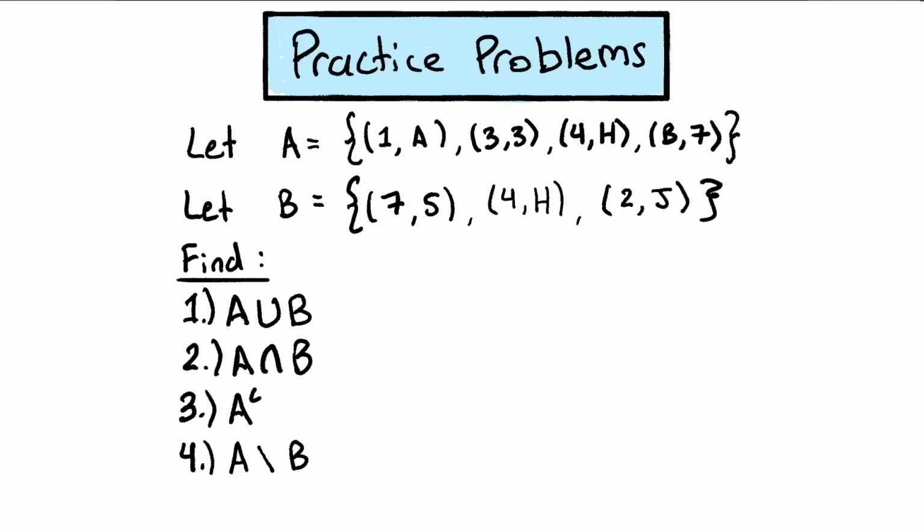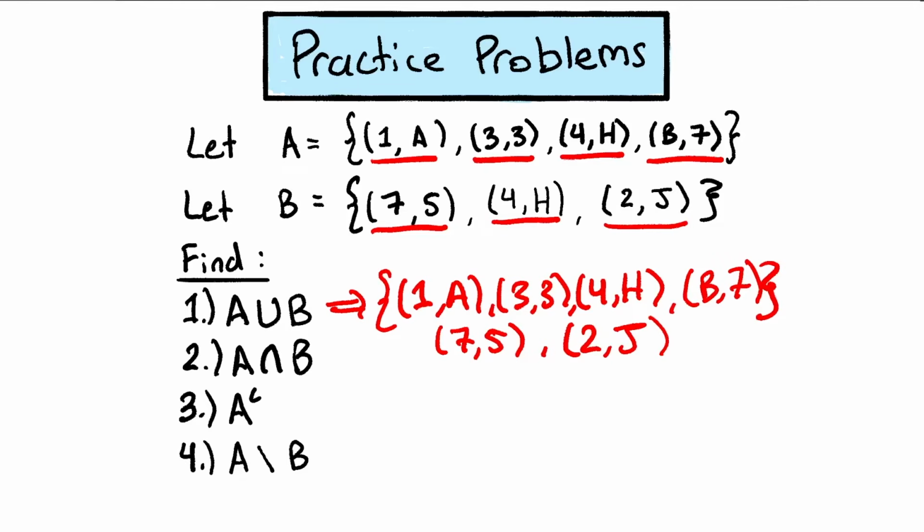Let A equal the set of 1A, 3, 3, 4H, and B, 7. Let B equal the set of 7, 5, 4H, and 2J. First, let's find A union B. A union B is just the set that contains all elements from both sets. So that will look like this.